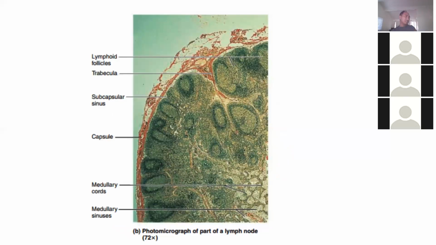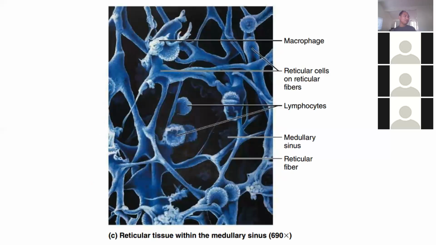And this is the photomicrograph, which is pretty cool to look at. If you look at that more, these are the reticular tissues in the medullary sinus. What do they do? They do the filtration function, filtering the lymph they carry.